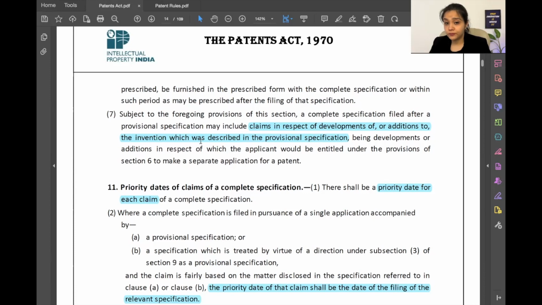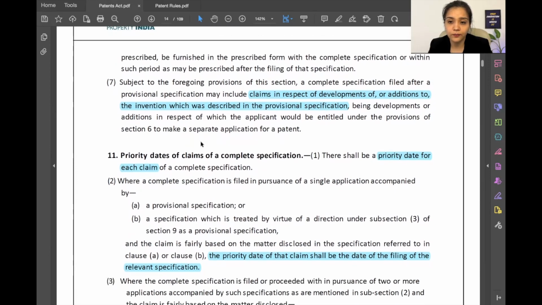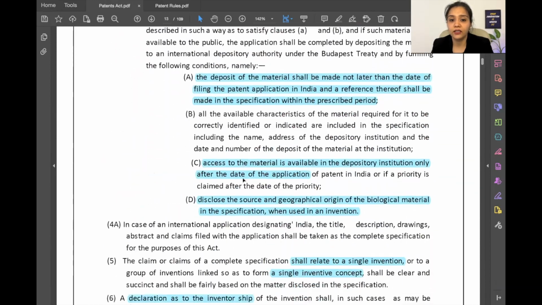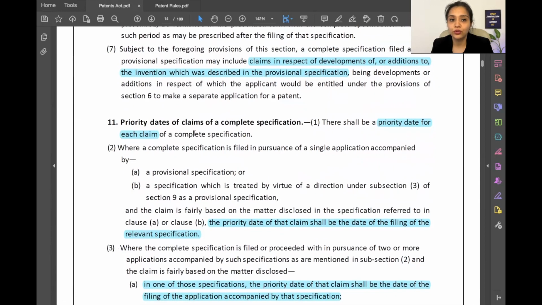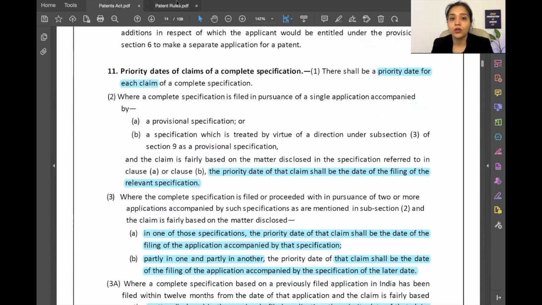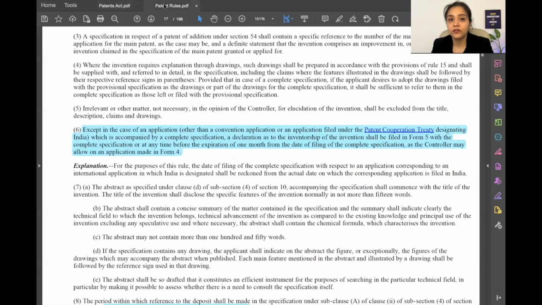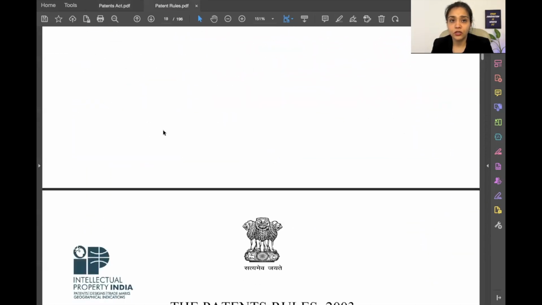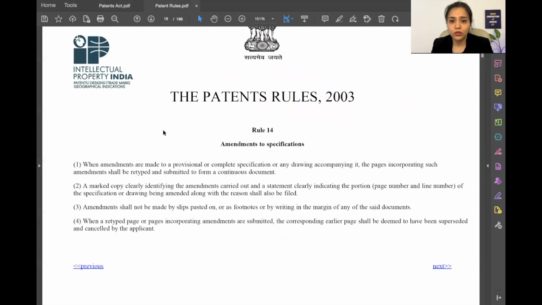Okay, so here it is important to understand that if you're making developments and additions in the complete specification, that is okay, because we are relating it to the single invention. So we can do that while we are filing a complete specification. So that was all about contents of the specification. And as I told you, you should go through section 10 and rule 13, 15, and 16 for the purpose of specification. I am skipping rule 14.